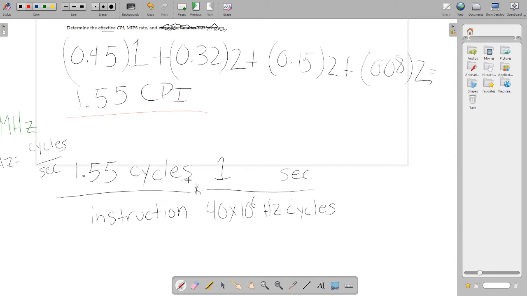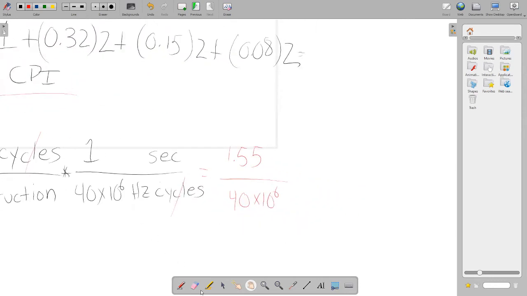I guess the last thing would be, the reason I did that is these cancel, right? We get 1.55 over 40 times 10 to the 6th. Seconds on top, instructions on bottom. Seconds per instruction. So if we wanted to figure out instructions per second, we would flip-flop that, right? So it'd be 40 times 10 to the 6th instructions per 1.55 seconds. And then that works out to some number.